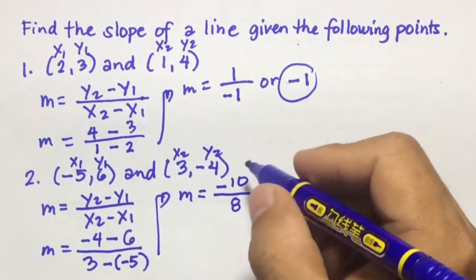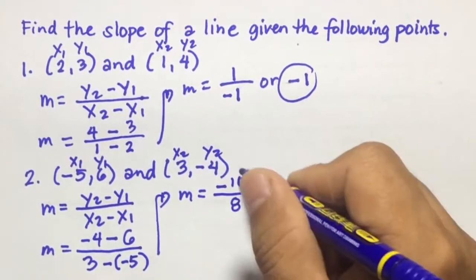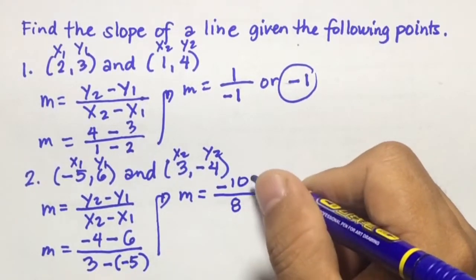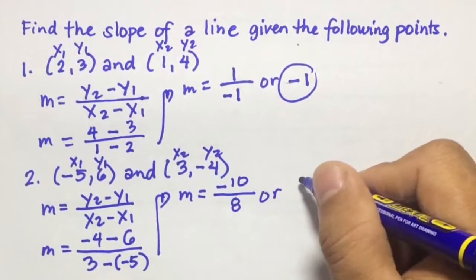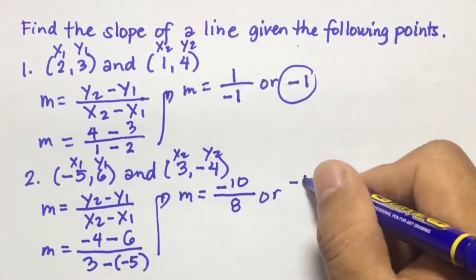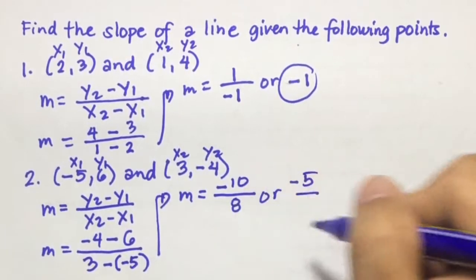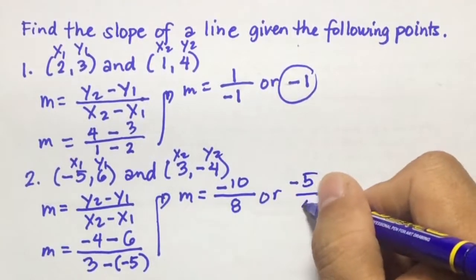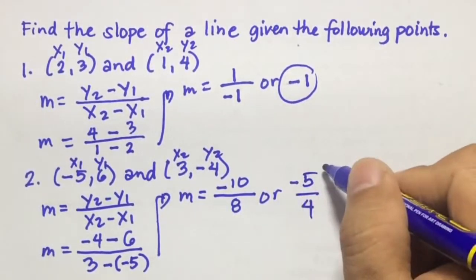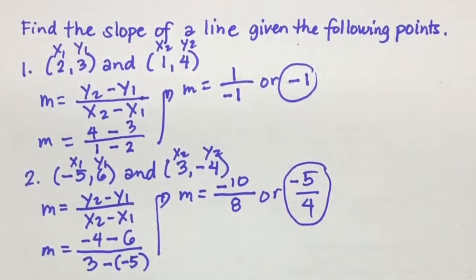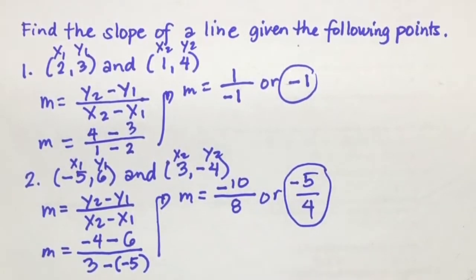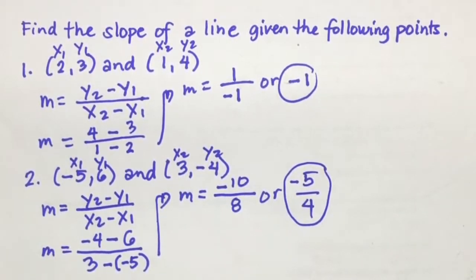Then simplifying this, negative 10 over 8 is divisible by 2. So negative 10 divided by 2 is negative 5, and 8 divided by 2 will be 4. So your slope here is negative 5 over 4. So this is the procedure in finding the slope of a line given 2 points.